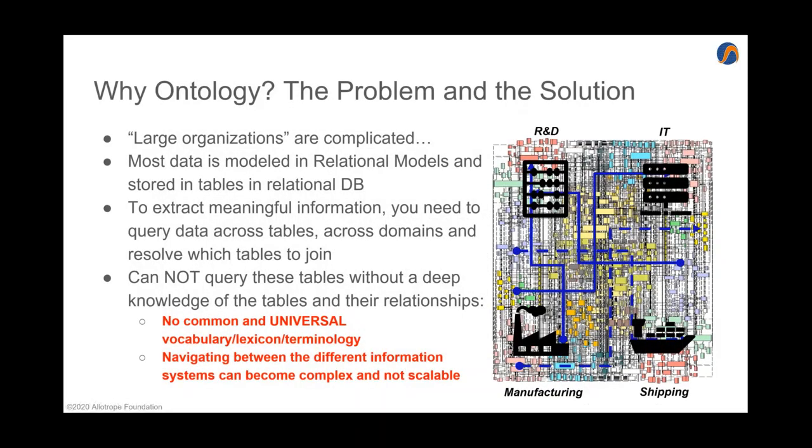So large organizations are complicated. Most data is modeled in relational models and stored in tables in relational databases between R&D, IT, and accounting. To extract meaningful information, you need to query data across tables and domains, and resolve tables to join. You cannot query those tables without deep knowledge of the tables and the relationships. So there is no common and universal vocabulary, and navigation between the different information systems can become very complex.